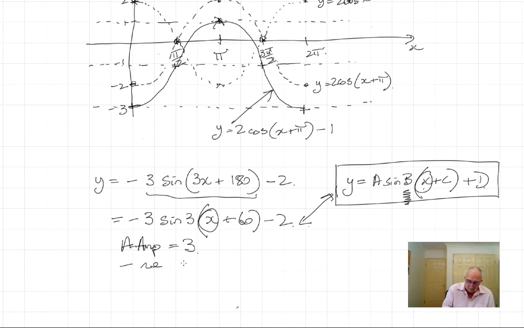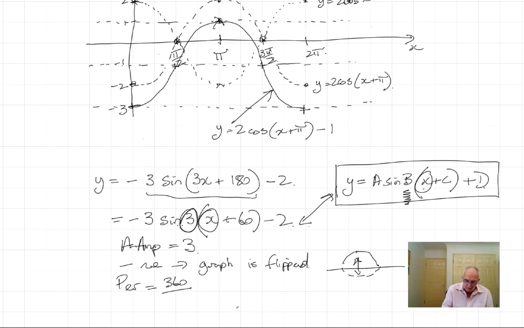The negative tells us that the graph is flipped. When I say it's flipped, the sine graph starts like that, so it is going to go down like that. So this is what I mean by flipped. It'll be reflected in the x-axis. So the negative means the graph is flipped. The amplitude is 3. The period equals, now we see that we're working in degrees, so it'll be 360 over b, which is equal to 360 over 3, which is equal to 120.